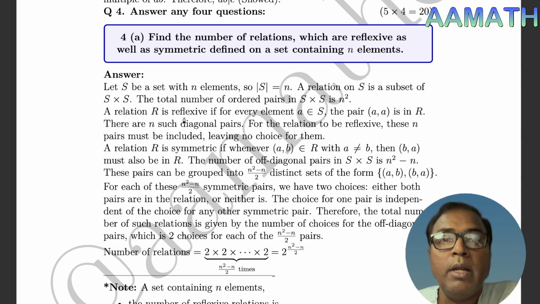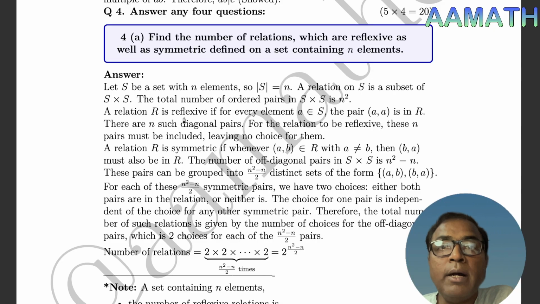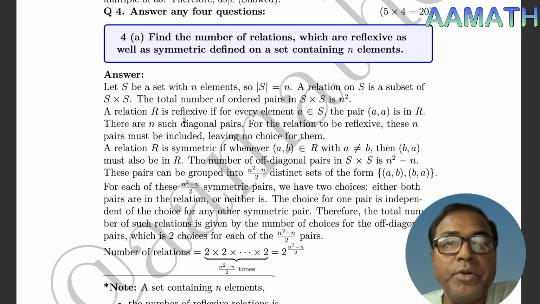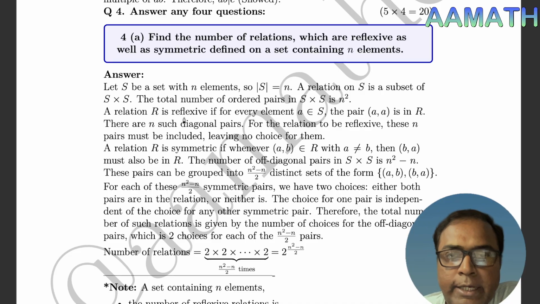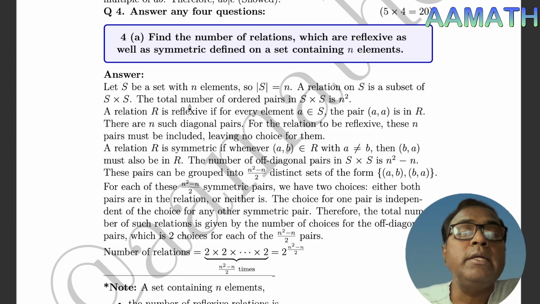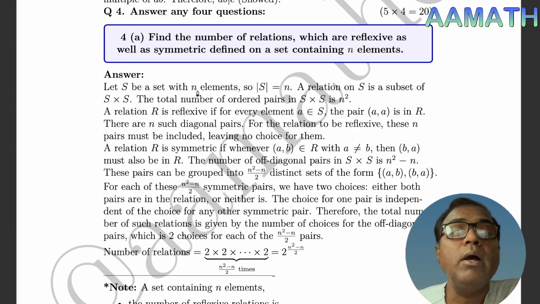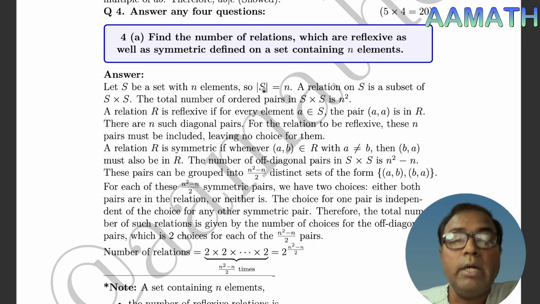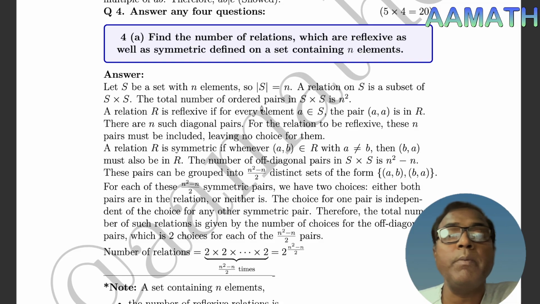So, question 4a. Find the number of relations which are reflexive as well as symmetric defined on a set containing n elements. Here, S be a set with n elements, so the number of elements of set S is equal to n. The relation on S is a subset of S cross S. The total number of ordered pairs in S cross S is n square.